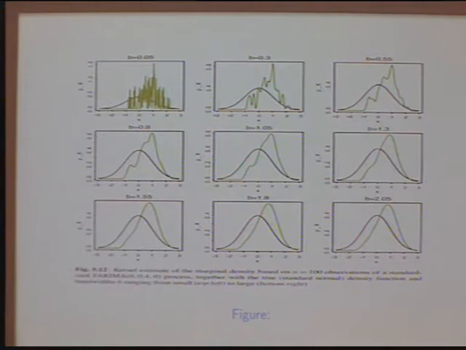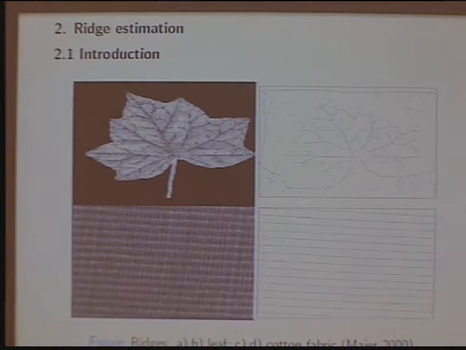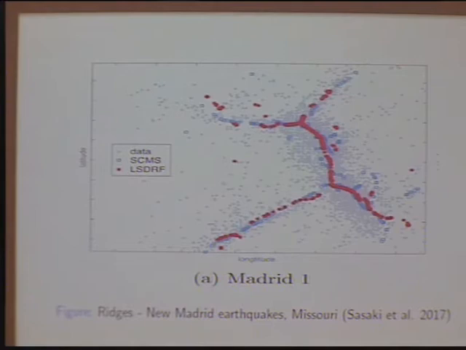Okay, so that was density estimation. Now ridge estimation. Again, I start with some examples. For example, you have a picture of a leaf, and you would like to estimate these ridges here. This is cotton, the cotton fabric, and you want to estimate those ridges. This is from earthquakes in New Madrid. That's not in Spain, that's in Missouri.